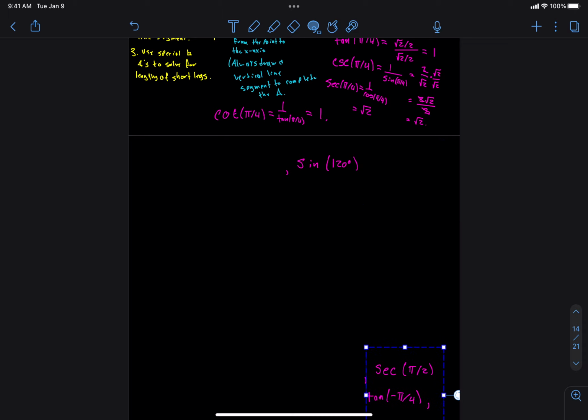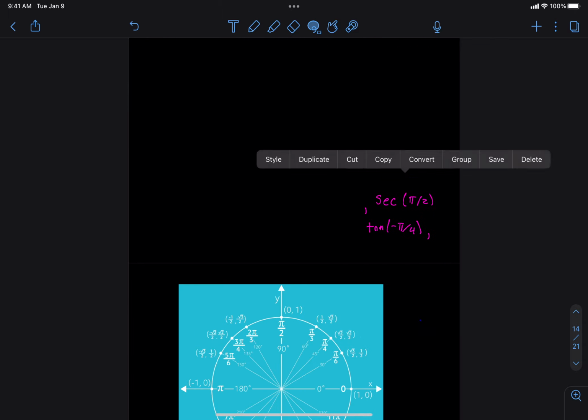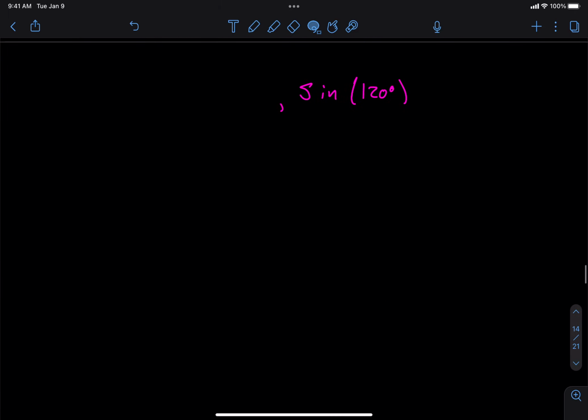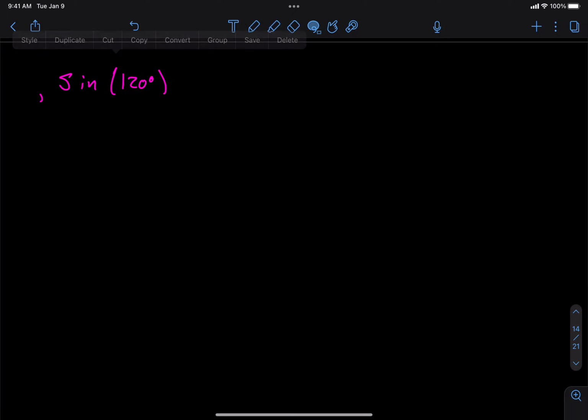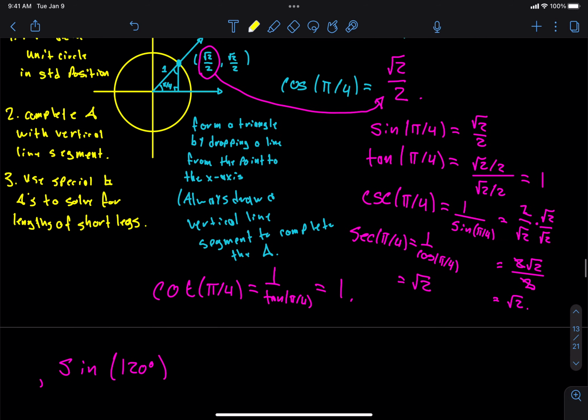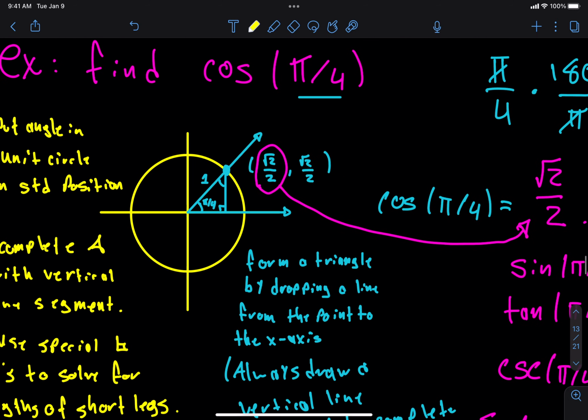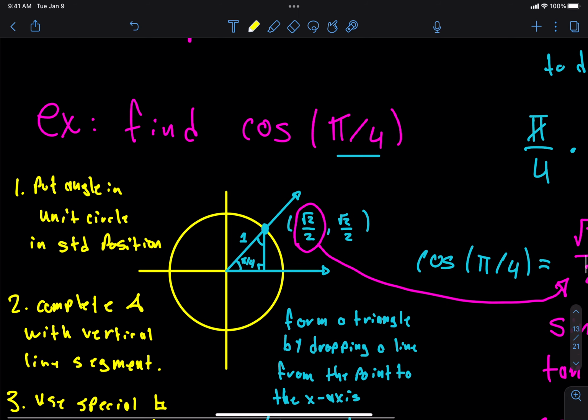So what am I going to do here? Let's see how we would compute sine of 120 degrees. How would I compute sine of 120 degrees? Well, let's follow the steps. Actually, the first step, which I should put as step 0, is obviously draw a unit circle.